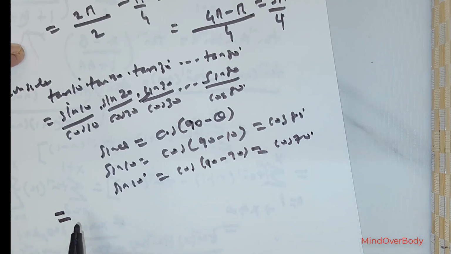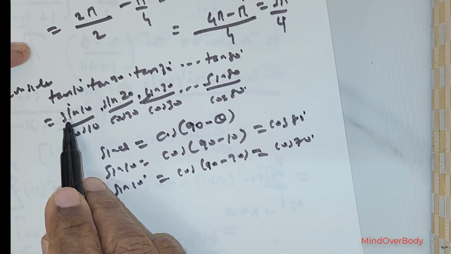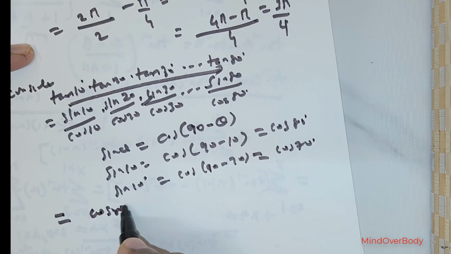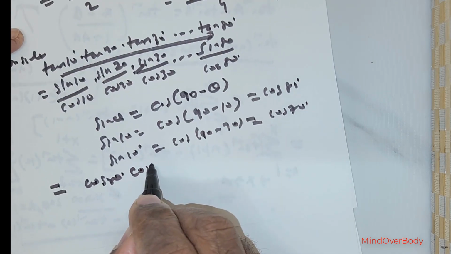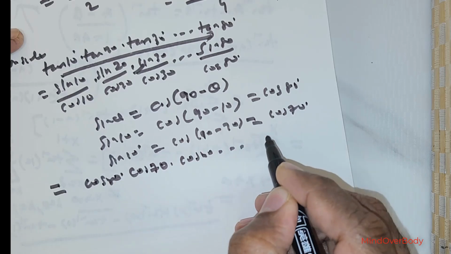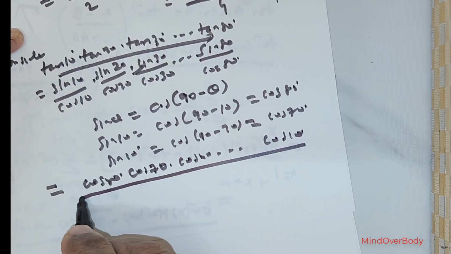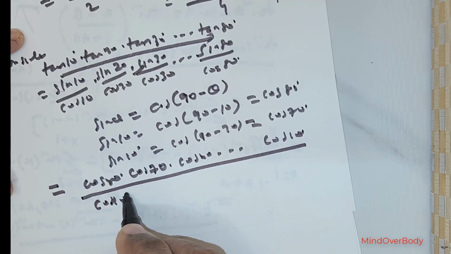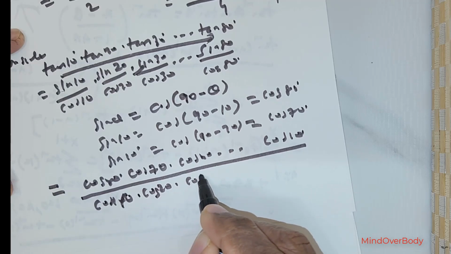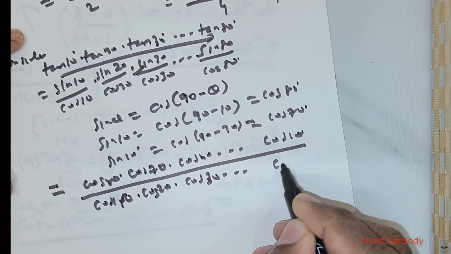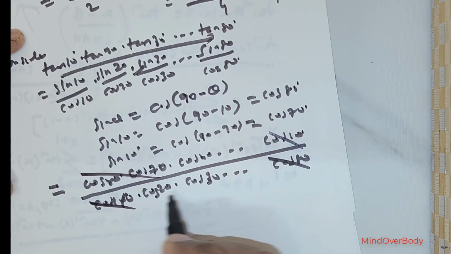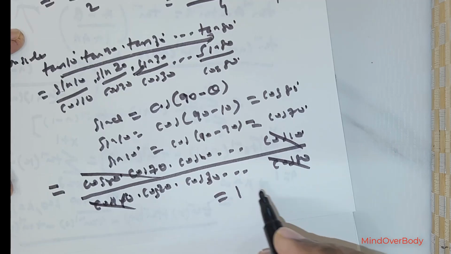So what I have got here, if I were to travel along this direction, the first value is going to be cos 80, multiplied with the second value cos 70, cos 60 all the way up to cos 10, divided by cos 10 times cos 20 multiplied with cos 30 all the way to cos 80. So cos 80, cos 80, cos 10, cos 10. All of these things will get cancelled, giving me 1.